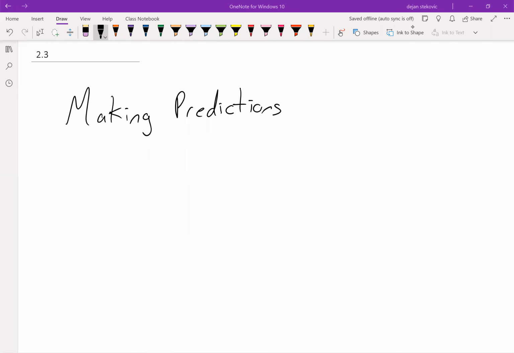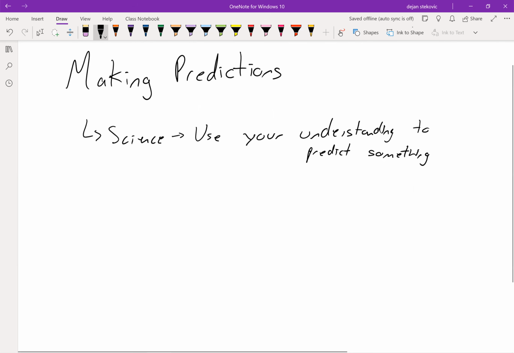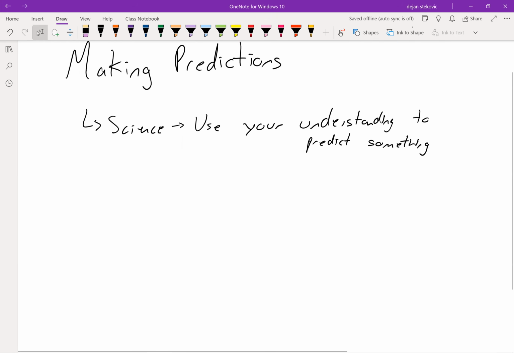Right. So another main goal of science is using our understanding to make predictions, right? So we're going to say science: use your understanding to predict something. And of course, the overall goal is that something that you predict will be useful, make something new, do something new. But for now, we'll just keep it simple.